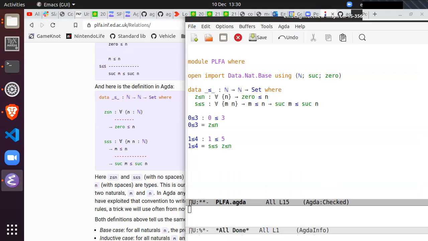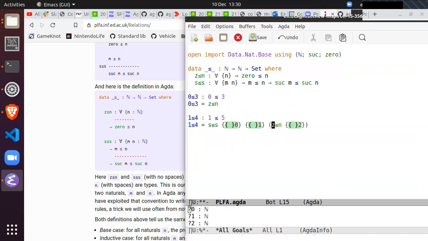If you want to give these implicit arguments explicitly, you can give them using brackets, the same brackets that you use to mark them implicit. So if we insert them here, there are 2 here. This is the proof that 1 is less than or equal to 5. Well, the first one is s less than or equal to s, suc m is less than or equal to suc n. What do we have? Well, m has got to be 0 and n has got to be 4 for this.